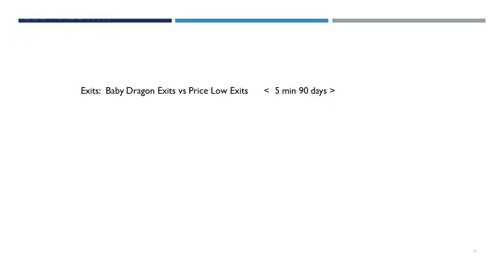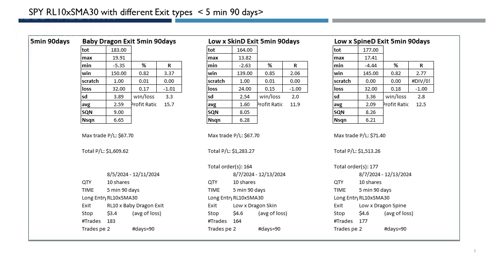Next, we compare Baby Dragon exits with price-low exits over a 5-minute, 90-day period. Here, we see the performance of different exit types over a 5-minute, 90-day period. Each exit type, including Baby Dragon, Low X Skin, and Low X Spine, shows varying results in terms of total PL, win rate, and average PL per trade.